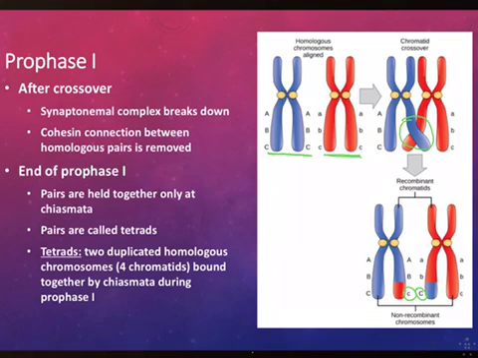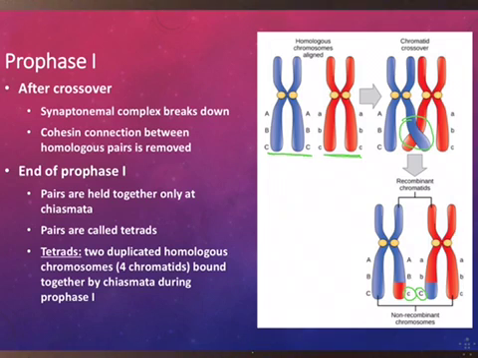So prophase is still going on, but at the end of it, after crossover, that complex breaks down, and the cohesion proteins between the homologous pairs are removed, so they can now condense. The pairs are now only held together at the chiasmata. So it could be held at 25 different places, 3 different places, 1 place, but the chiasmata is the only thing holding the homologous pairs together. It is important for you to understand that they are connected. They are physically in contact. Okay?